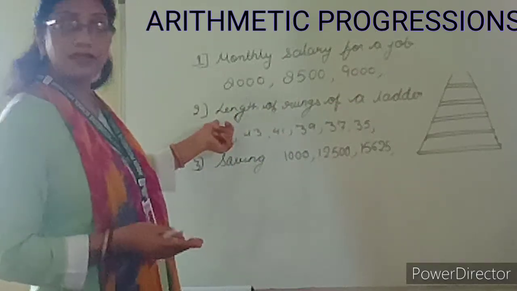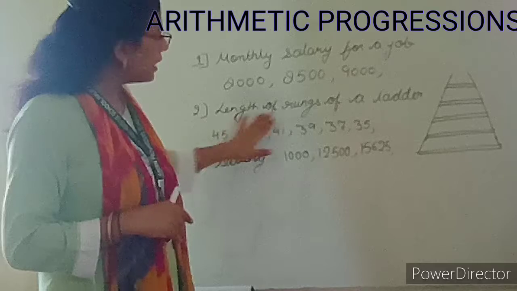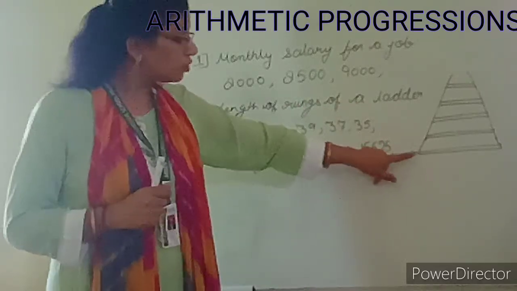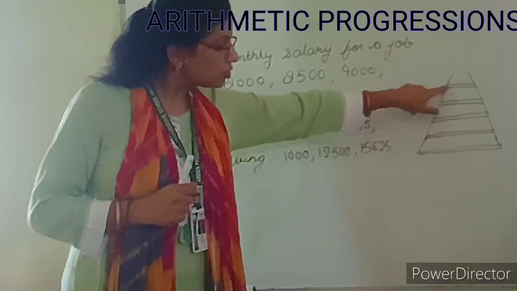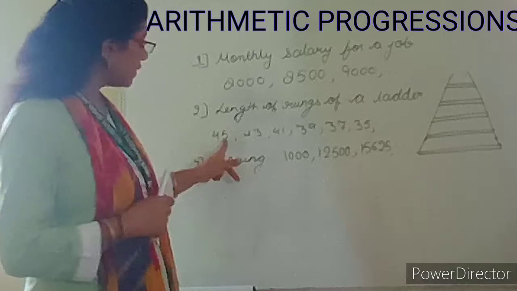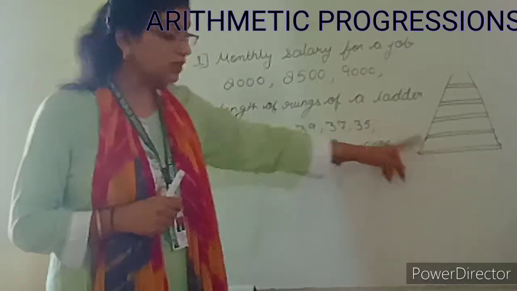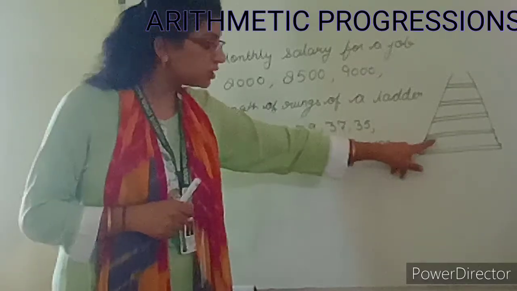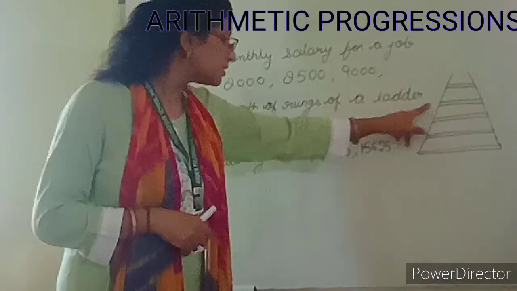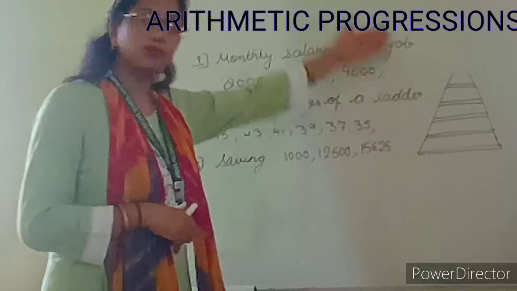The second example given to you is the length of rungs of a ladder. This is a ladder, meaning सीढ़ी. Rungs means these, in which we put the steps. The length of these is 45 centimeter. That means this is 45 centimeter. Then next is 43 centimeter, keep on decreasing. Then 41 centimeter, then 39 centimeter, then 37 centimeter, and so on.